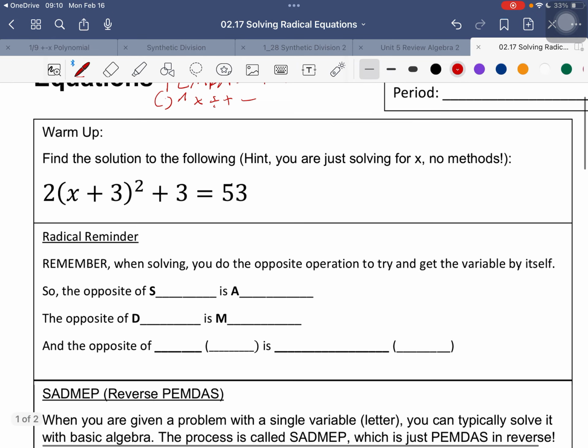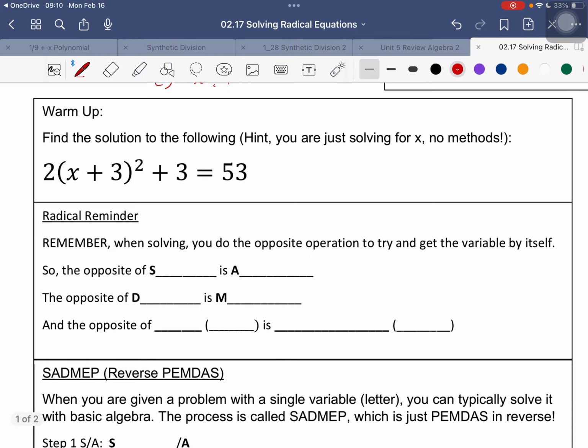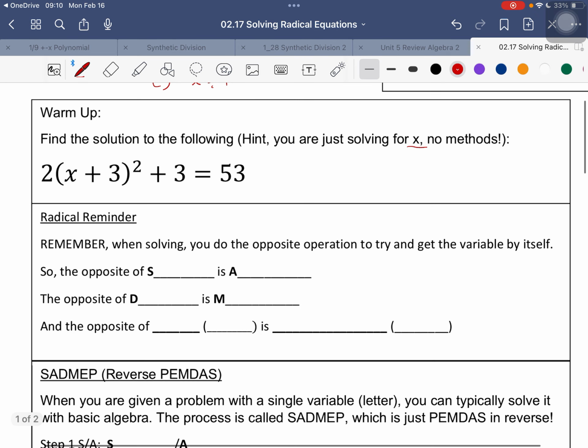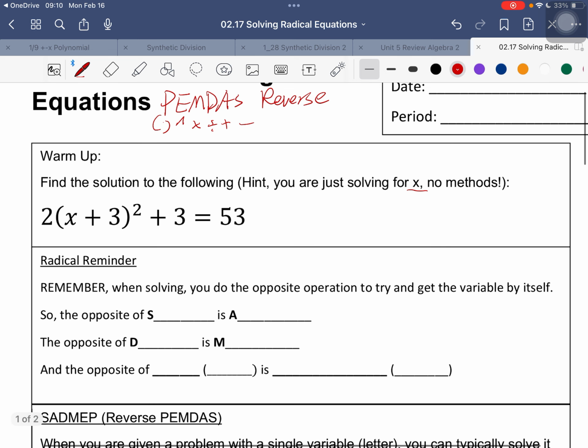So on the warm-up question, I want you guys to find the solution of a quadratic equation. So you're solving for x. There's no method. You're just using PEMDAS reverse to solve for x. So let's use PEMDAS reverse. It's called SAMDEP. So subtraction, addition goes first, and then division, multiplication. The last two things are exponent and parentheses.